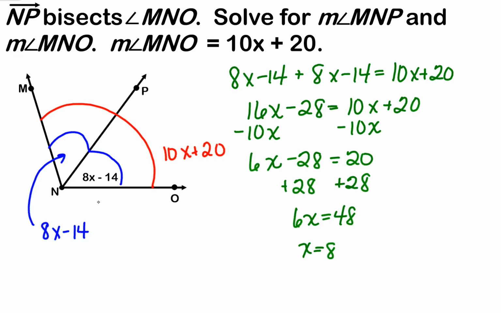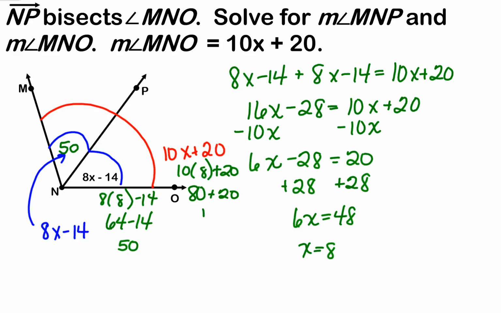For example, if I were to find PNO, I would substitute in 8, and I would get 64 minus 14, which would be 50. That would also make this angle over here 50, which would make the whole thing 100. That would be correct because when I substitute 8 in to the entire angle, I get 80 plus 20, which is 100. That's it for bisectors.